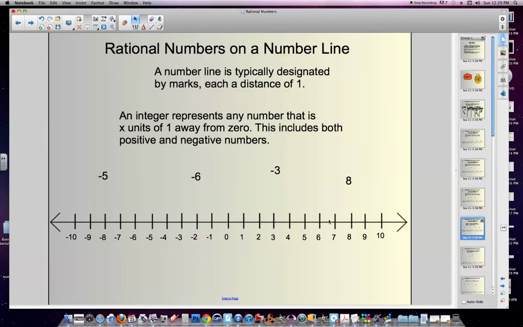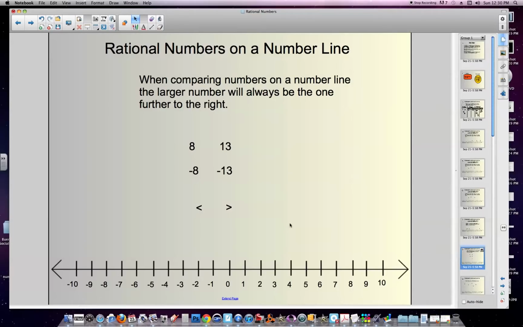Now, negative numbers and positive numbers are both placed on the number line sort of the same way. Once we get into integers, it's the same thing. Negative 5 means 5 units of 1 from 0. Well, in the negative domain, these are still units of 1, right? So negative 5 is there. Negative 6 is there. Negative 3 gets put over here. 8, hey, it's pretty close right there.